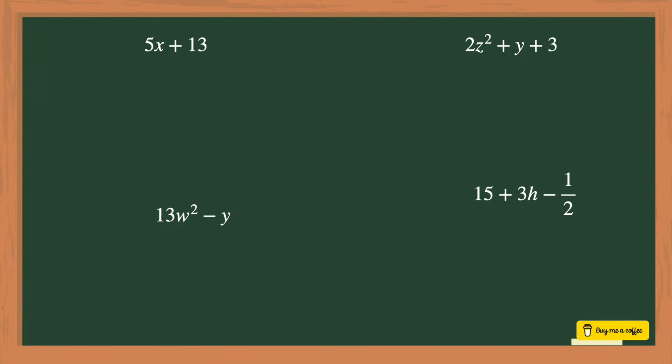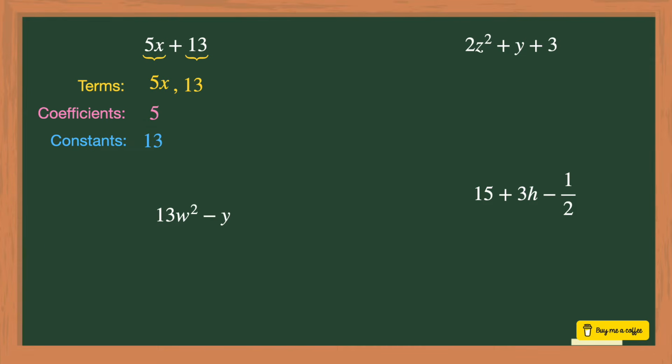I'll start by identifying the terms in the expression 5x plus 13. Remember, terms are separated by plus and minus signs. So the first term here is 5x, and the second term of 13 is found after the plus sign. Next, we'll look for any coefficients. Since there is only one variable in this expression, the only coefficient is the number 5 because it is being multiplied to the variable. And lastly, we'll look for any constants. The only constant in this expression is 13.